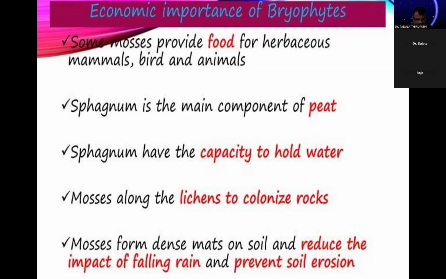Mosses along with lichens colonize rocks. Means, in plant succession, you might have studied that on the bare rock there is no soil development. So on the rock, lichens will grow. Whenever moisture is there in the cracks of the rock, the spores of lichens and mosses germinate and produce greenery. So they are called pioneers of succession.